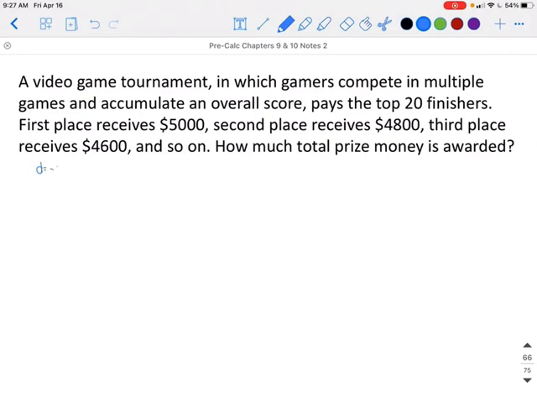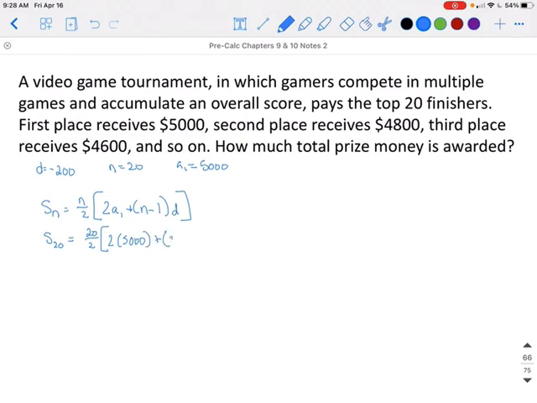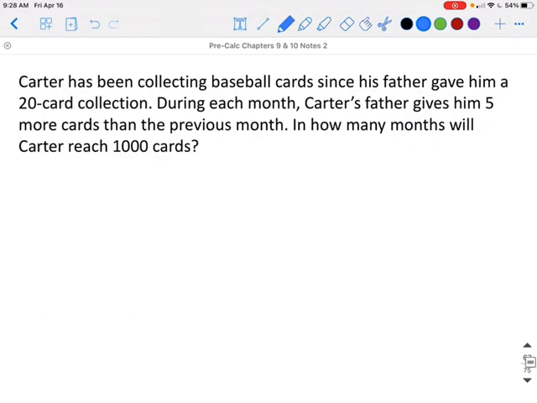So we can find the common difference. Our common difference is that the award amount goes down 200 each time. We know that our n value is 20 because we're paying the top 20 people, and we know that our first term is 5,000, but we don't know what that final term is, so we are going to use the second option. So if we're paying the top 20 players, we're going to do 2 times 5,000 plus 20 minus 1 times our common difference of 200. And that means if they pay the top 20 players, the amount of prize money needed would be $62,000.